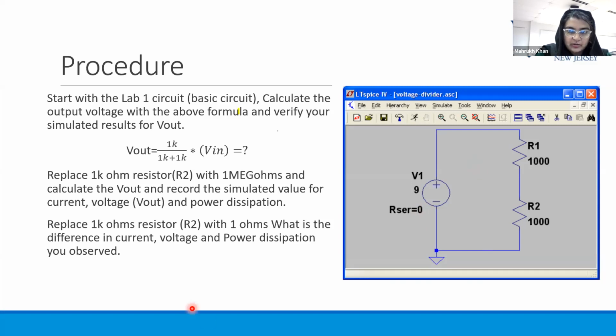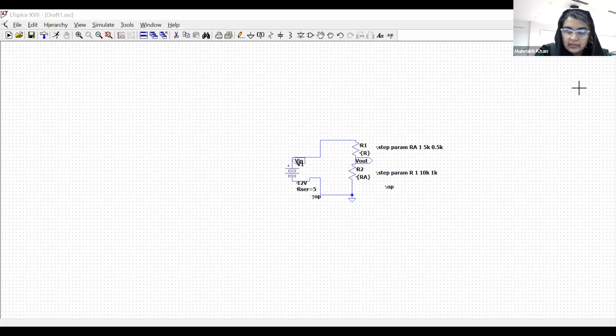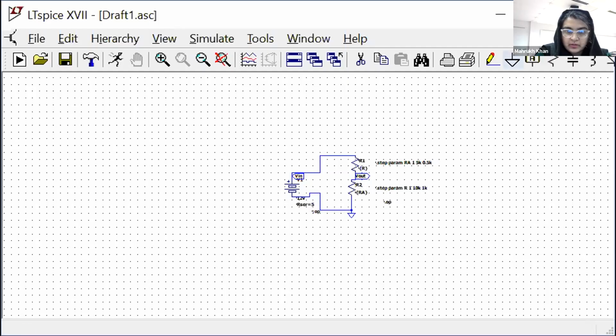So let's just check, okay? Let me share my LTSpice screen, and then we see. There is one more thing I wanted to tell. Can you see my screen here?